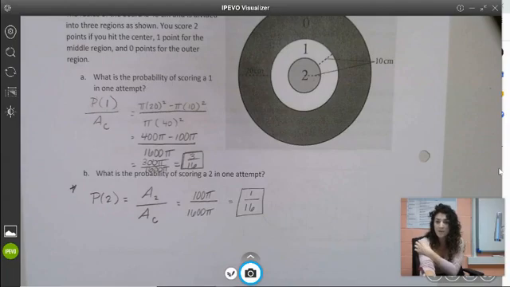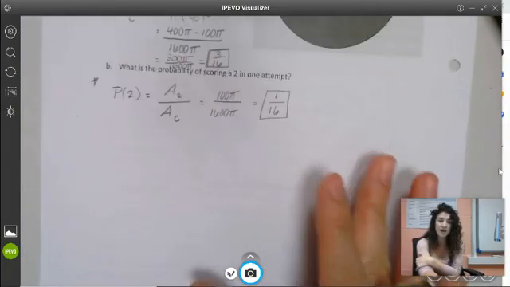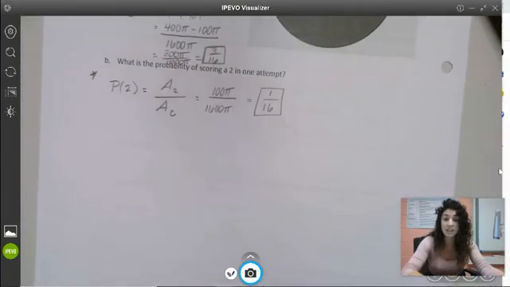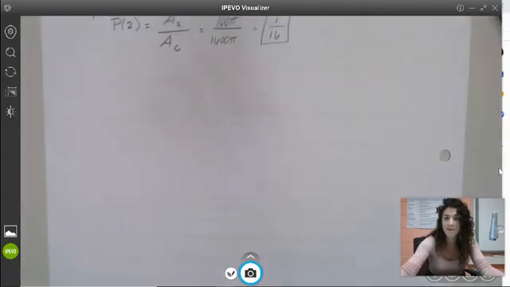Okay, we're going to do one more problem in which we practice making a Venn diagram. So let me grab that for you real quick.